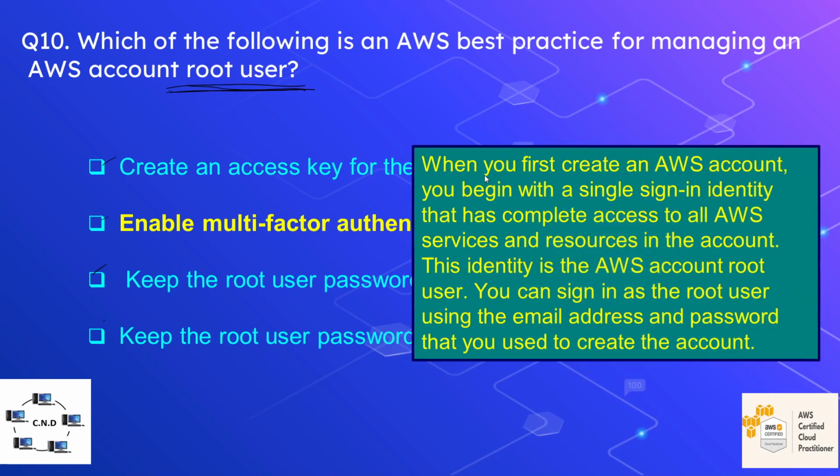So again, this is the definition. When you first create an AWS account, you begin with a single sign-in identity that has complete access to all AWS services and resources in the account. This identity is the AWS account root user. You can sign in as the root user using the email address and password that you used to create the account. So this is the initial account that you create, and after this root account, you then create other accounts with different roles for your day-to-day tasks. Usually the root account is not used in day-to-day business unless it is essentially required. Rather, you create other accounts with limited privileges for your daily tasks.